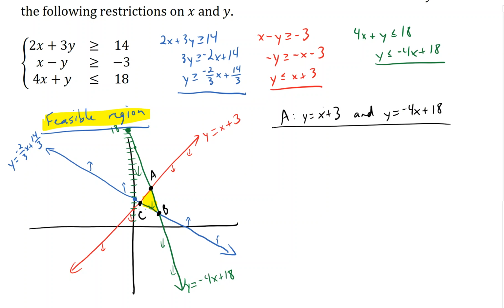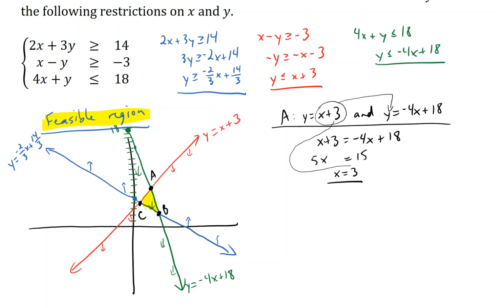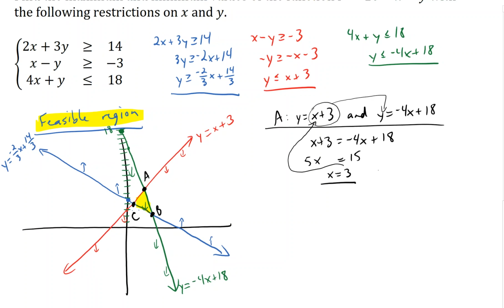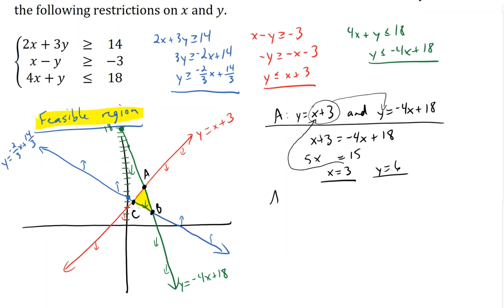Easiest way is to do it by substitution. I know that y is x plus 3, so I'll plug x plus 3 in for this y. x plus 3 equals negative 4x plus 18. Let's solve for x. Add 4x over to get 5x, and subtract 3 over to get 15. Divide by 5, and we see that x is 3. If I plug 3 back in to either one of these, let's plug it into this one. Sorry, drew my arrow to the wrong x. Plug 3 in for x, I see that y is 3 plus 3, so y is 6. So A, our vertex A, is the ordered pair 3, 6. So that's one vertex.